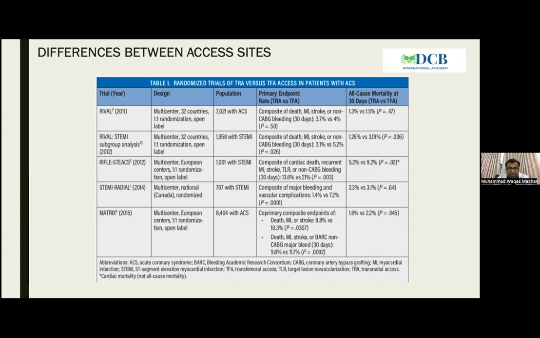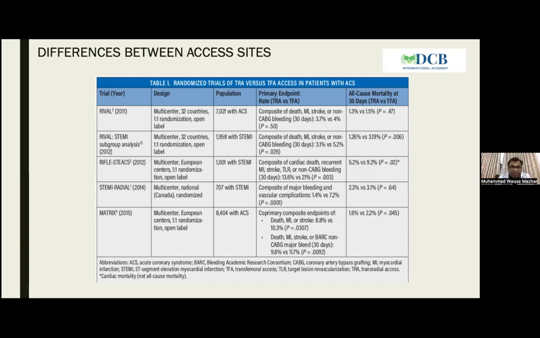STEMI-RADIAL, which was conducted in 2014, is a multi-center national trial. It was done in Canada, I think, and it randomized 707 patients with STEMI. The primary endpoint, a composite of major bleeding and vascular complications, was 1.4% with transradial and 7.2% with the transfemoral approach. And all-cause mortality at 30 days is 2.3% versus 3.1%.